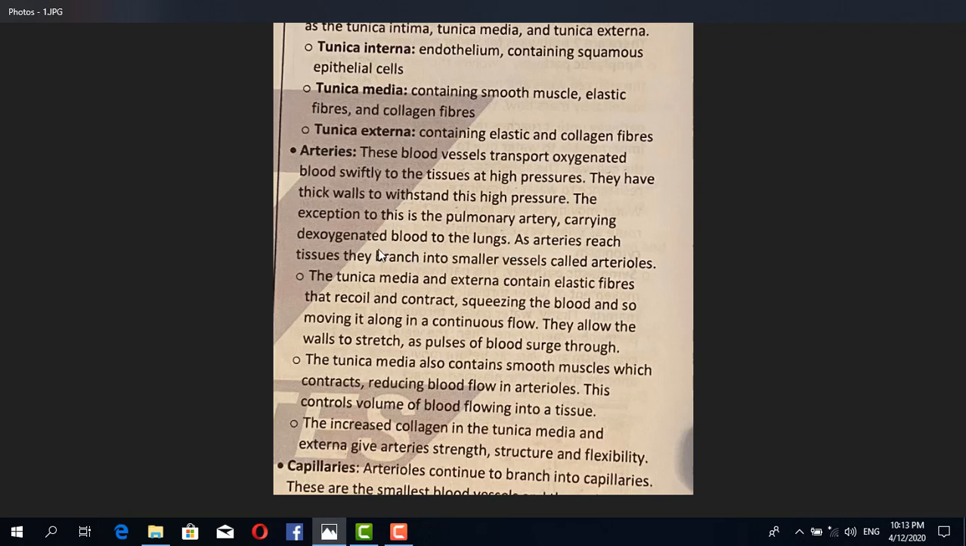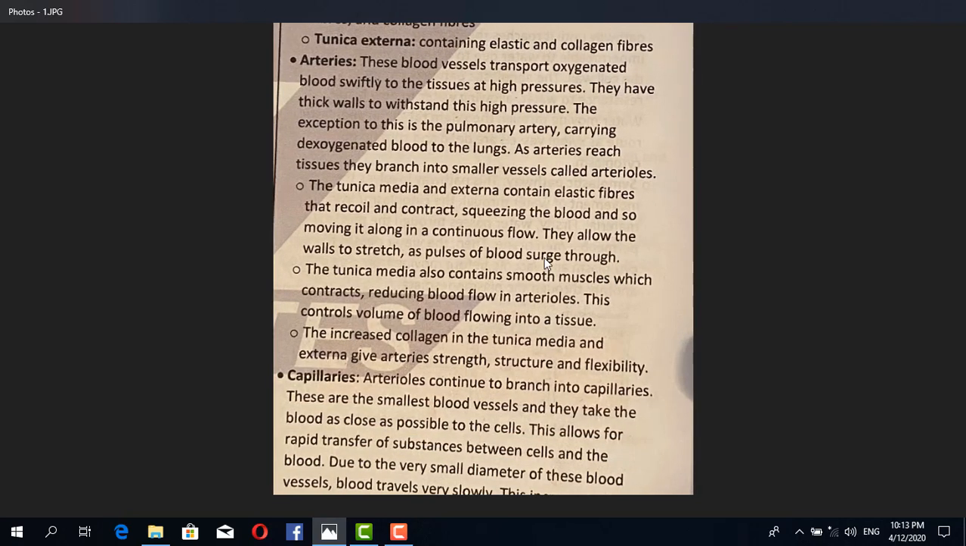As arteries reach tissues, they branch into smaller vessels called arterioles. The tunica media and externa contain elastic fibers that recoil and contract, squeezing the blood so it can be moved along in a continuous flow. They allow the walls to stretch. Why? Because they consist of elastic fibers.